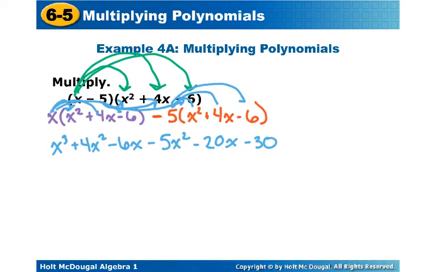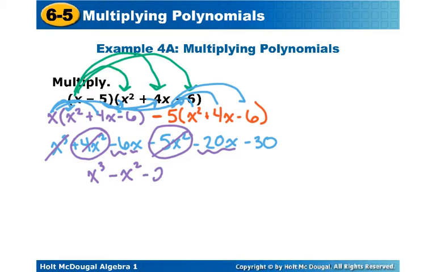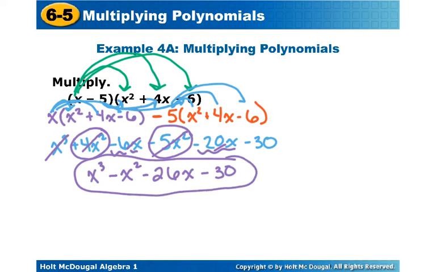Now the next step is combine like terms. Well, I don't have any cubed terms other than this one, so it's x cubed. And if you want to cross them out as you go, you can, if that helps you. Positive 4x squared, negative 5x squared gives me negative x squared. Now I have negative 6x, negative 20x, so negative 26x. And then last but not least, I have minus 30. So the product of my binomial and trinomial is x cubed minus x squared minus 26x minus 30.